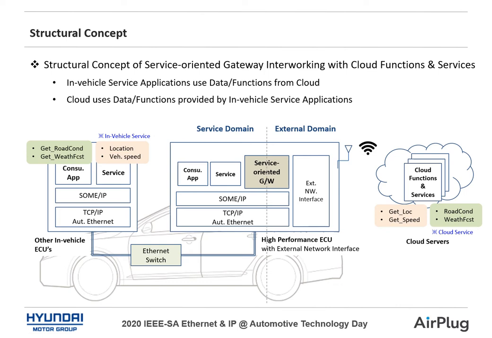Otherwise, an in-vehicle function may also want information from cloud, such as real-time road condition or weather forecast. It is also possible to get that information through the service-oriented gateway. The most significant point is that in-vehicle software does not use external network protocols like MQTT or HTTP, but just accesses the cloud service over SOME/IP. Furthermore, cloud can not only get services on the connectivity ECU, which has the external network modem, but also access services on any other ECUs in the vehicle. In other words, the service-oriented gateway guarantees service-level transparency wherever the service is located.